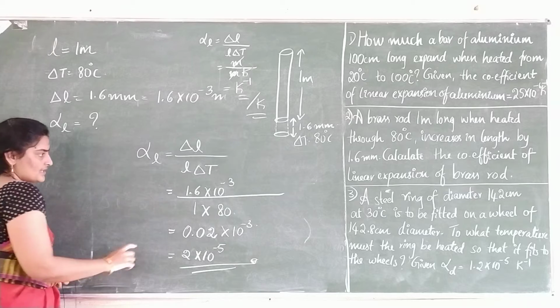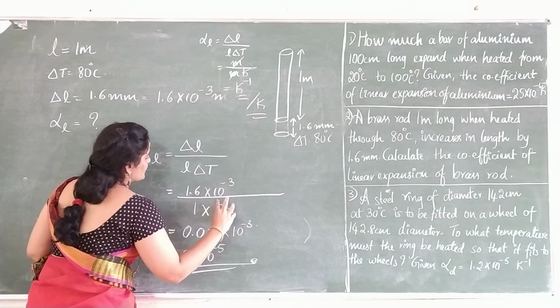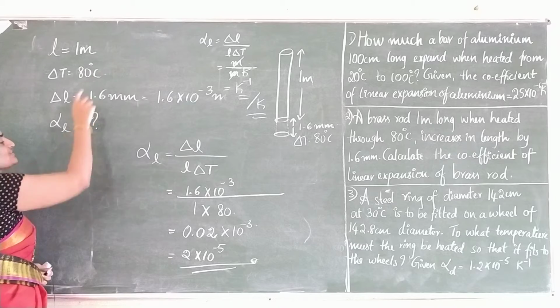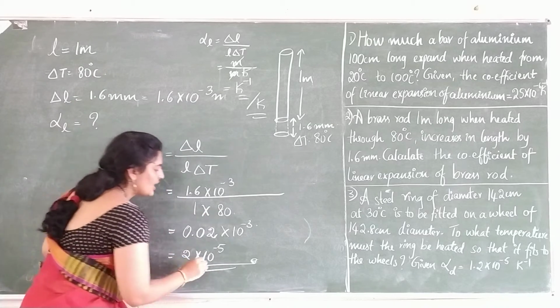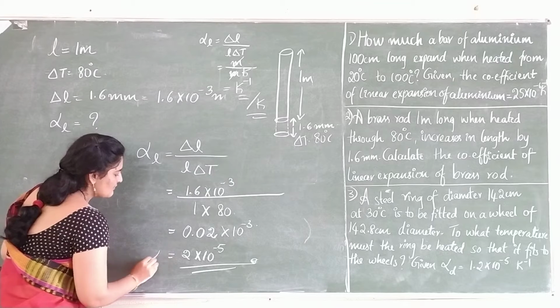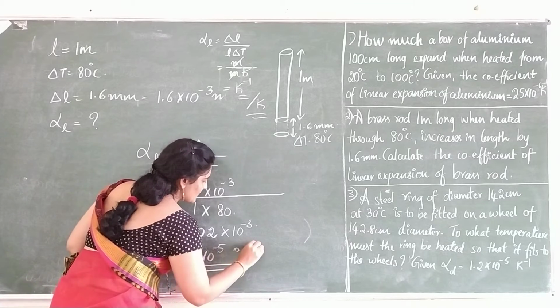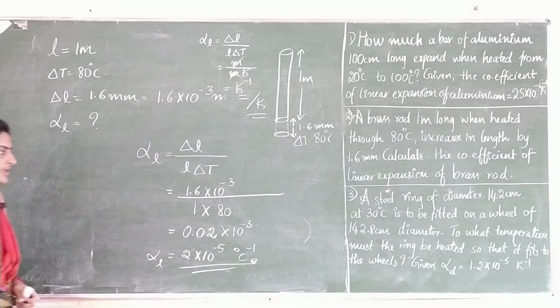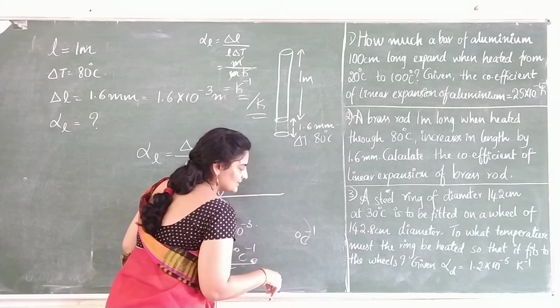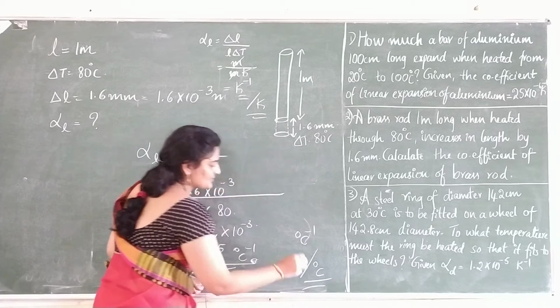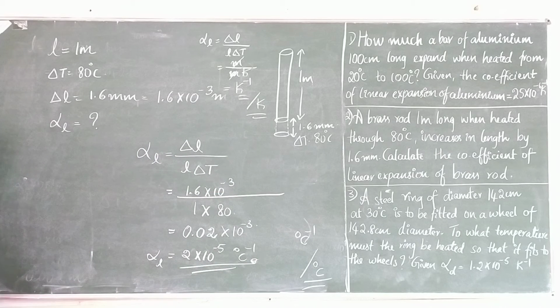But here we have substituted the value of delta T as 80, which is in degree Celsius. So you have to write the unit of alpha L here as per degree Celsius. Understood? Copy the things. If you have finished writing these things in your book, write the third problem.